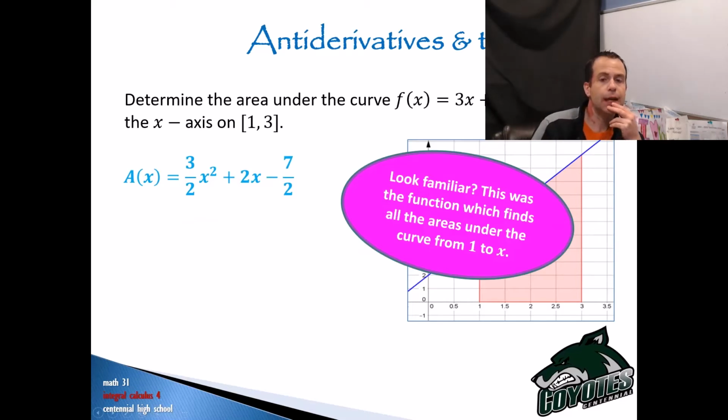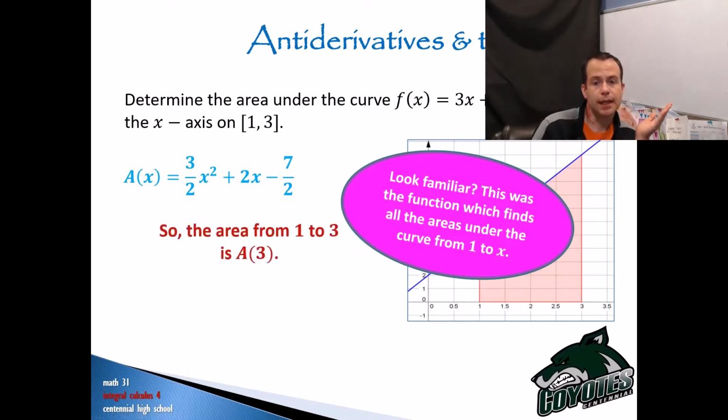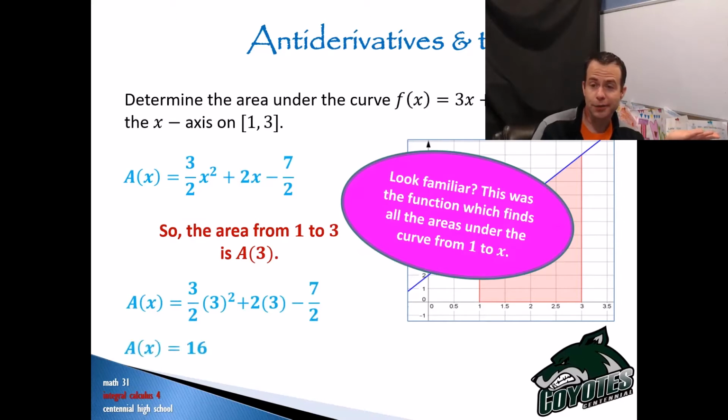Okay. So now the area from 1 to 3 is A of 3. So I just plug in 3 for x. And what do I get out? I get out 16. Which is exactly what I did when I just did the trapezoid formula yesterday, which is exactly what I did when I went through the whole Riemann sums process yesterday. So now, this new process, I'm getting the exact same answer.